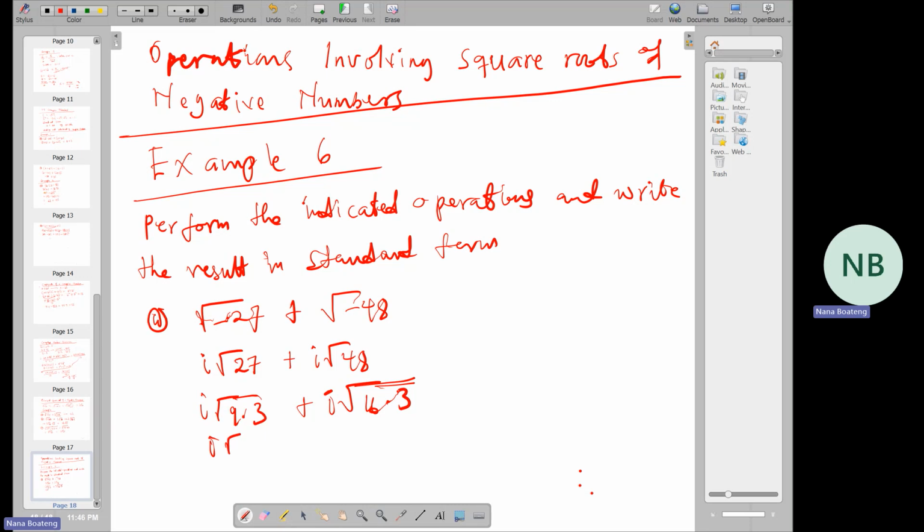All right, so this becomes i square root of 9 times square root of 3 plus i square root of 16 times square root of 3. The square root of 9 is 3, so this becomes 3i square root of 3 plus, the square root of 16 is 4, so 4i square root of 3. And we can add these two up to be 7i square root of 3. All right, so let's look at another example.